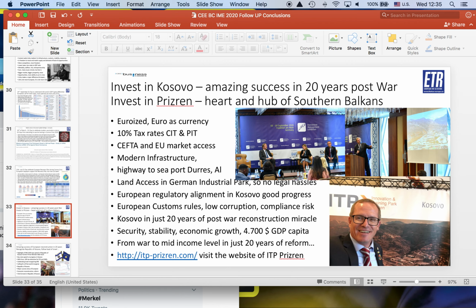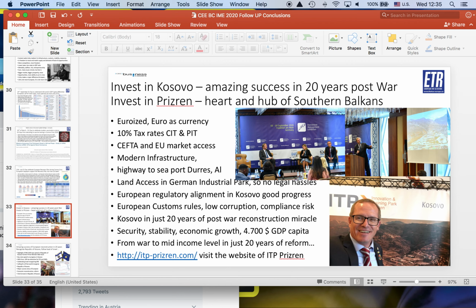And these 2 million people are now living first under international administration, and now with the support of the Western world and many others, thanks a lot, they declared independence in 2008, and they are now really very successful. Euroized, 10%, they do everything right. Modern infrastructure, you know, all these wonderful things.